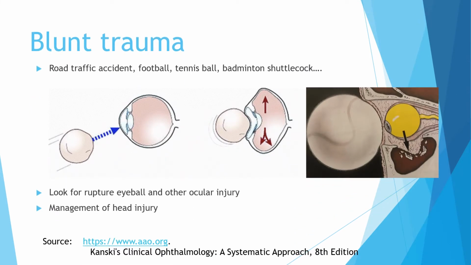We now move on to blunt trauma. This could happen in road traffic accident, hit by a football, tennis ball, or even a badminton shuttlecock. Look at the diagram and see how the force can be distributed. In blunt trauma, look for other associated ocular injury, ruptured eyeball, and orbital fracture. Also, check for head injury.